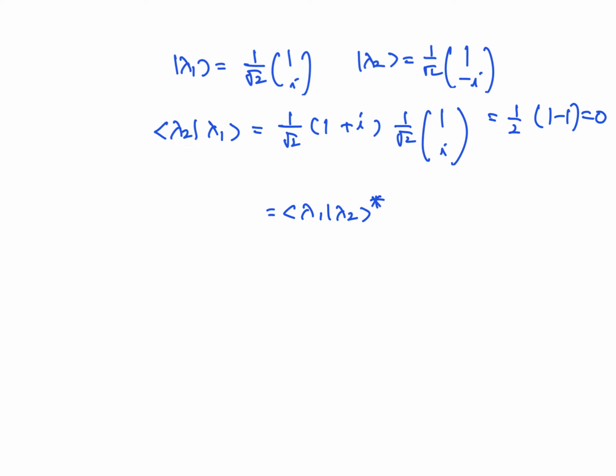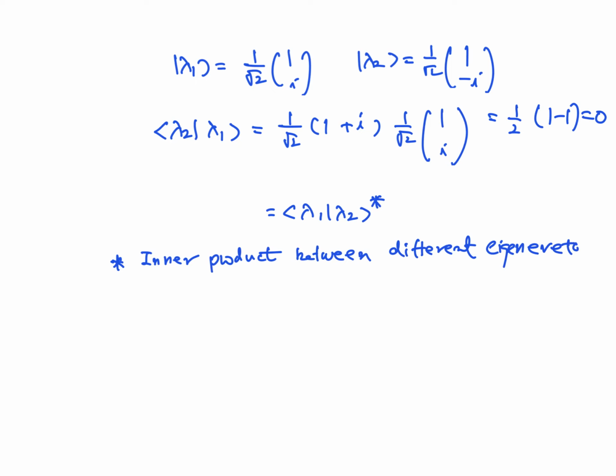So if the matrix is Hermitian, the eigenvectors are supposed to be orthogonal to each other. One property is that the inner product between different eigenvectors is 0. The same eigenvector gives 1, right? So they are orthogonal to each other, orthonormal bases.